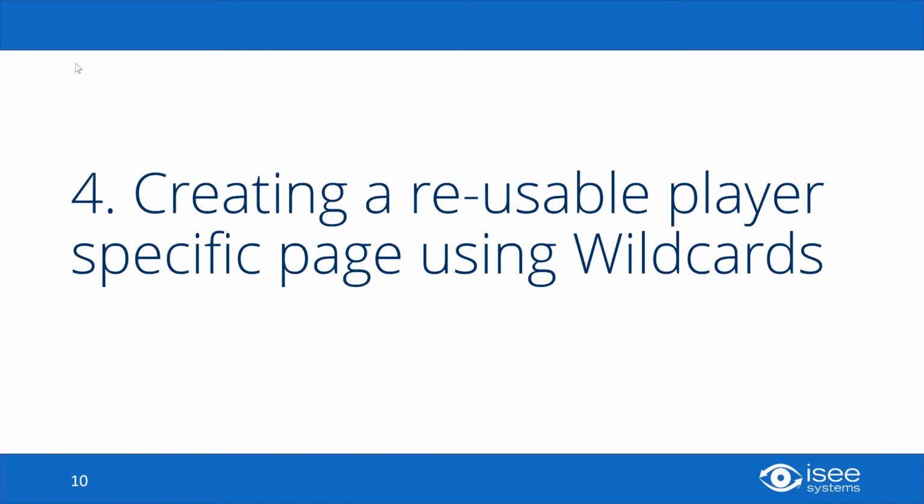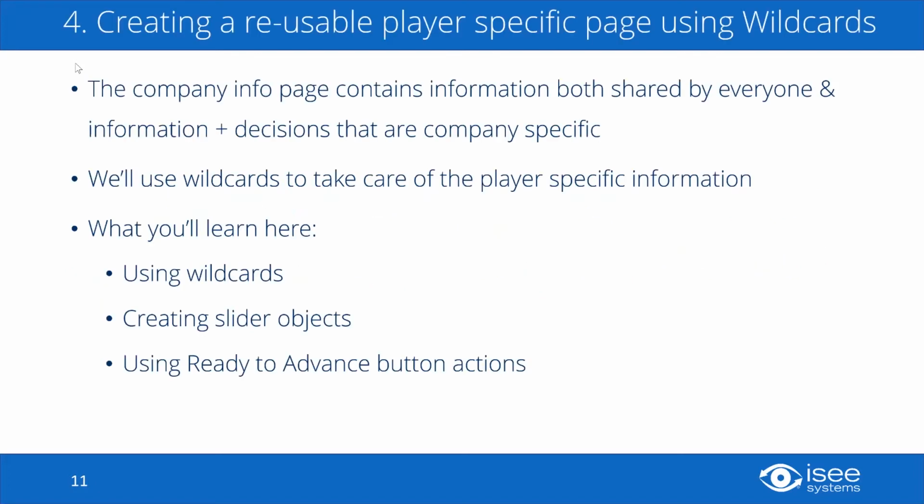The next thing we need to do is create a reusable player-specific page using wildcards. So the company info page contains information both shared by everyone, as well as information and decisions that are company specific. So you remember, cumulative profit, I can only see for myself, but indicated market share is something that's shared. We're going to use wildcards to take care of the player specific information.